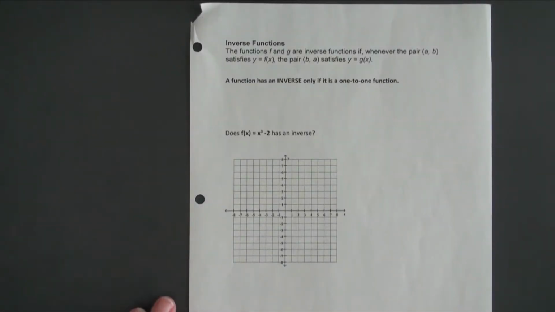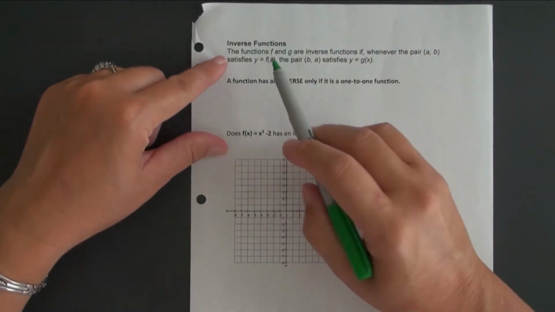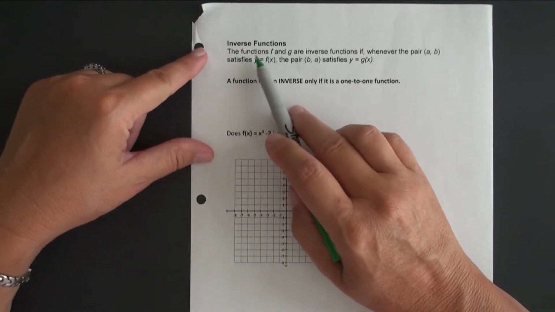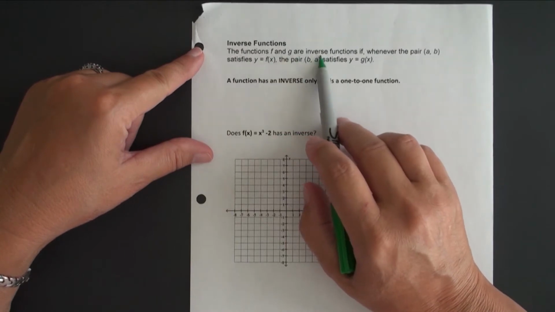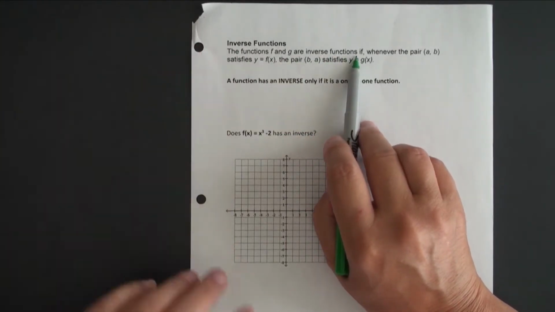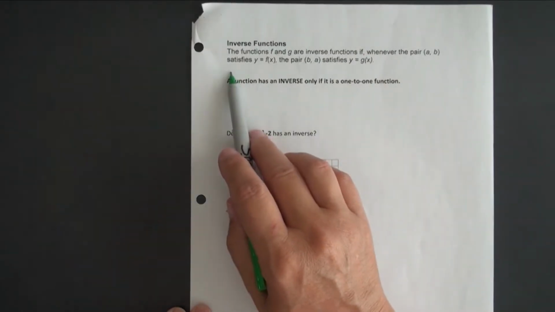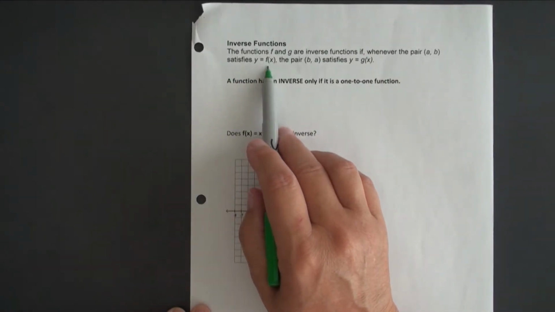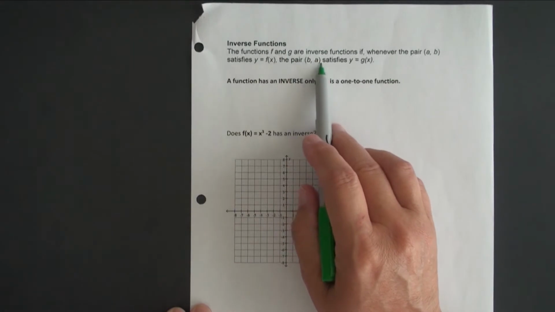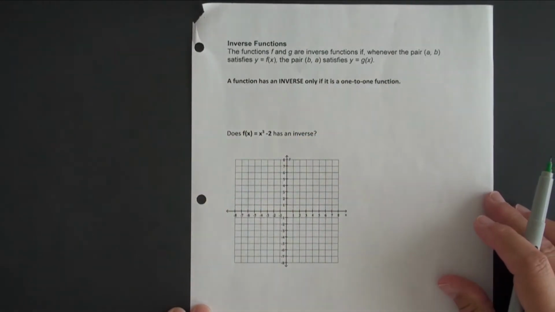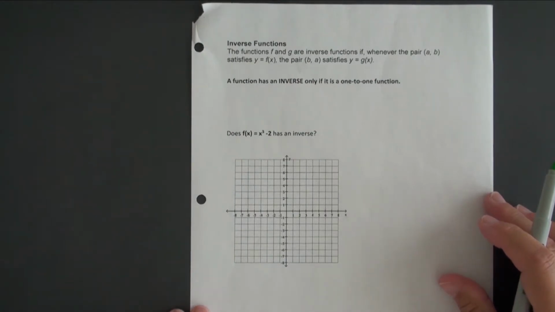Now we'll talk about inverse functions. The definition of inverse functions is: the functions f and g are inverse functions if, whenever the pair (a, b) is on the function y equals f of x, the pair (b, a) satisfies the function y equals g of x. I'll explain what that means with an example in a moment.